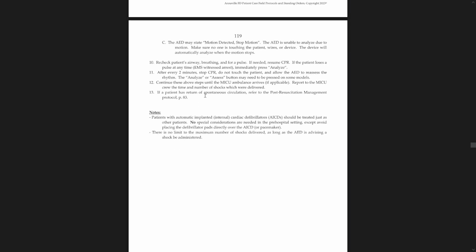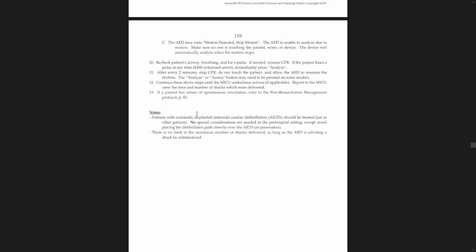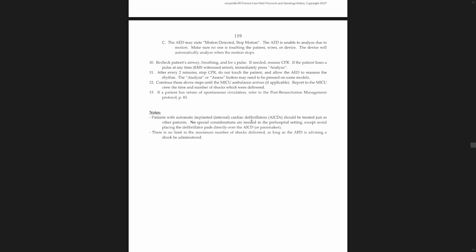If a patient has return of spontaneous circulation, refer to the post-ROSC management protocol on page 83 or in the last video. Note, patients with automatic implanted internal cardiac defibrillators, or an AICD, should be treated just as other patients. No special considerations are needed in the pre-hospital setting except avoiding placement of the pads directly over the AICD or pacemaker. There is no limit to the maximum number of shocks delivered as long as the AED is advising for a shock to be administered.